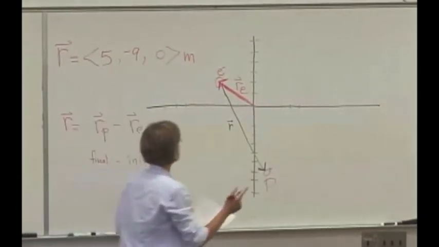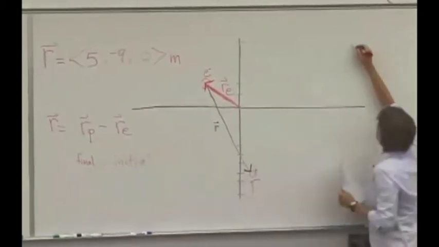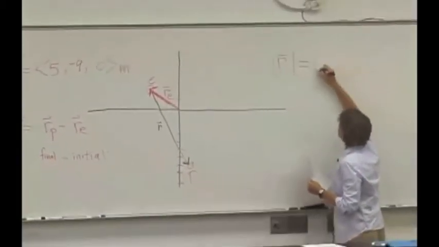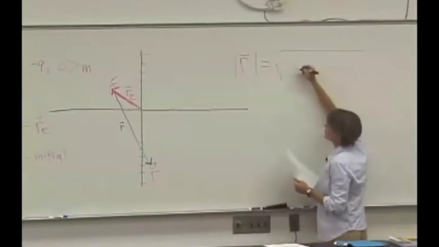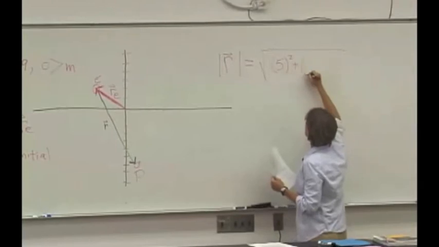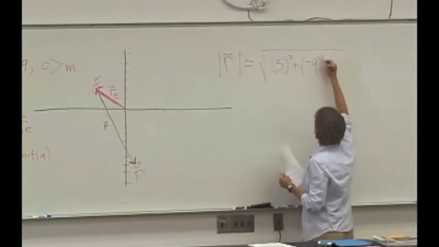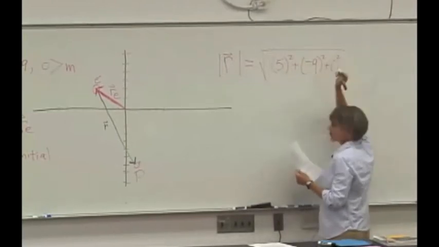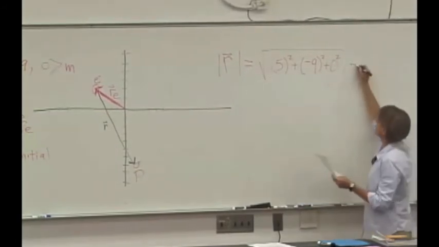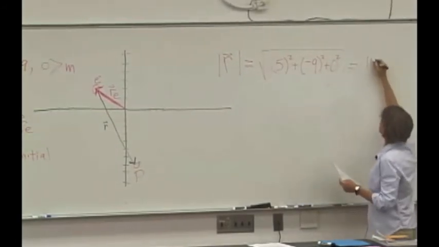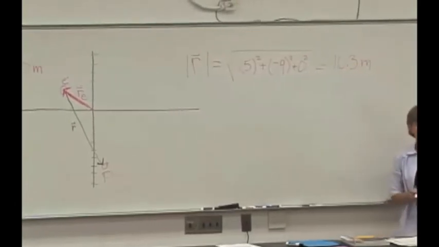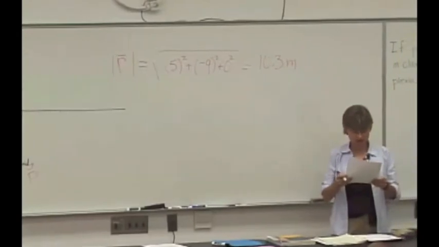What is the magnitude of r? Well, that's what you needed your calculator for. The magnitude of r was, of course, the square root of 5 squared plus a negative 9 squared plus a 0 squared. In this case, you might or might not have written the 0. That's okay. And that comes out to 10.3 meters. And you do need units on this. It does need to have a meters on it.